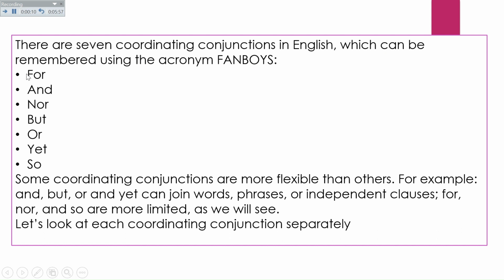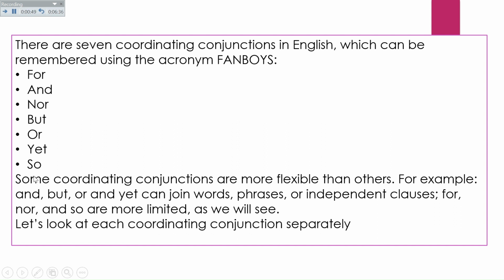Acronym means if you take the first letter of each of these words and make a word, it is called an acronym. So FANBOYS is the acronym of these coordinators. What do I mean by F? F is for, A is for and, N is nor, B is but, O is or, Y is yet, and S is so. These are not what we need to know, guys. These are just the intro, what they are, right? But we need to learn how to implement them in our writing and speaking. That's the whole goal.